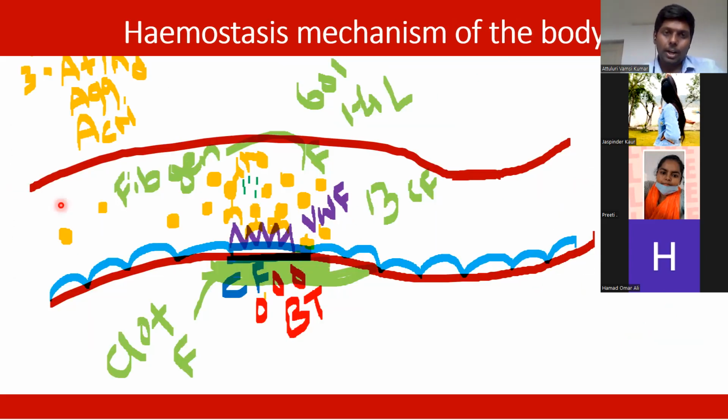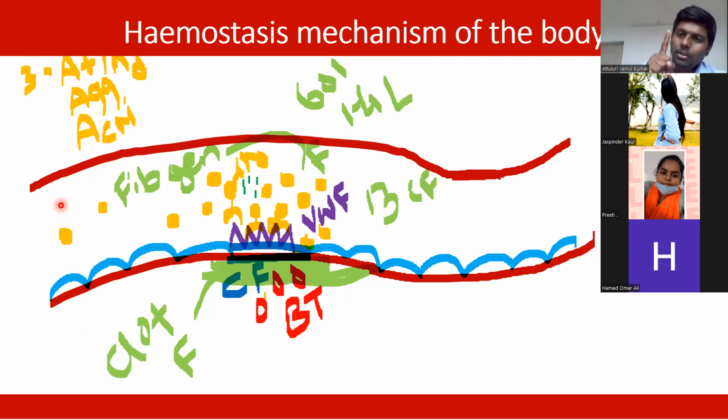I want to tell one more thing. Absence of von Willebrand factor causes a bleeding disorder called hemophilia. This hemophilia is closely related with clotting factor 8. Okay, clotting factor 8 will prevent hemophilia. Clotting factor 8 will bind to this von Willebrand factor and it will prevent such type of bleeding.